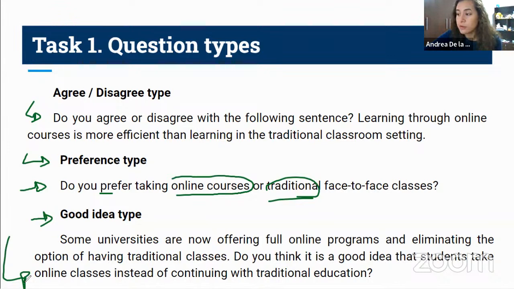Still two, right? We could say that we think it is a good idea, or we could say that we don't think it's a good idea, right? Do we think that it's a good idea that students take online courses instead of traditional ones, or we don't think that it's a good idea? So as you can see, no matter which type of question you get, the question is the same, right? They give you two options and you need to choose one of the options.